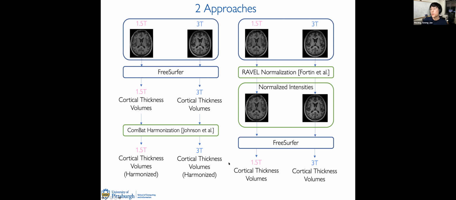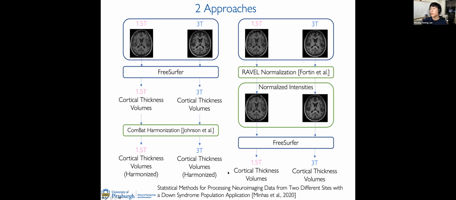But I just wanted to end at this point because I want to talk about this other thing. If you're more interested in this work, there's a very similar work that our collaborator has done on the Down syndrome population. The same method has been used, but with a slightly different analytic pipeline. If you want to take a look, you can check this out.